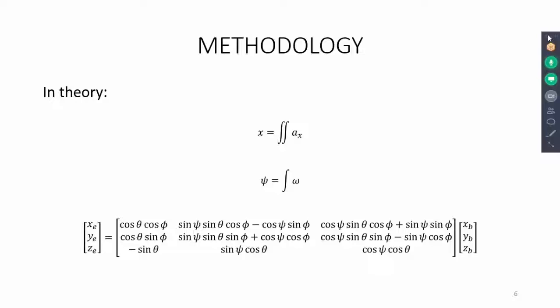Now we move to the methodology. We know that in theory, the move displacement is double iteration of the accelerations, and the rotation angle is the iteration of rotation rate. The position in the balloon's body frame calculated from the accelerations will have to be transformed into the earth frame via a rotation matrix, as in the last equation in this slide.